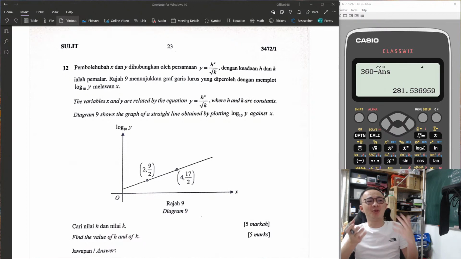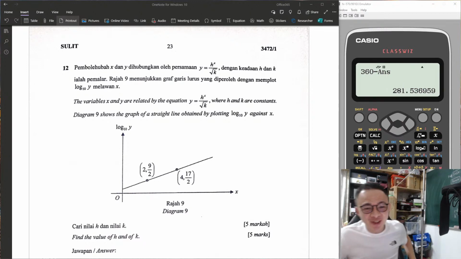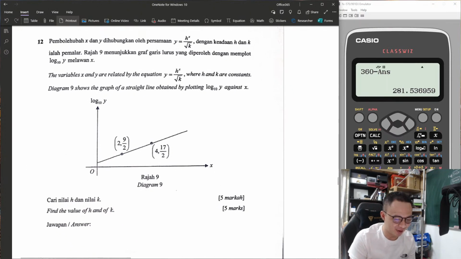So we still have some questions in paper one. We haven't finished. So after we are done with paper one, only then do we go to paper two. So let's start with paper one. Okay, so yeah, I hope you guys are still with me right now. Okay. Start with question 12.